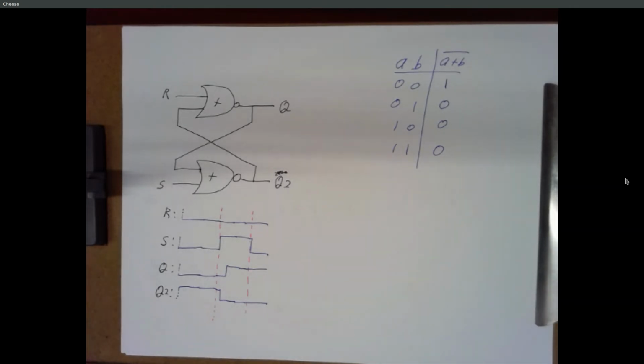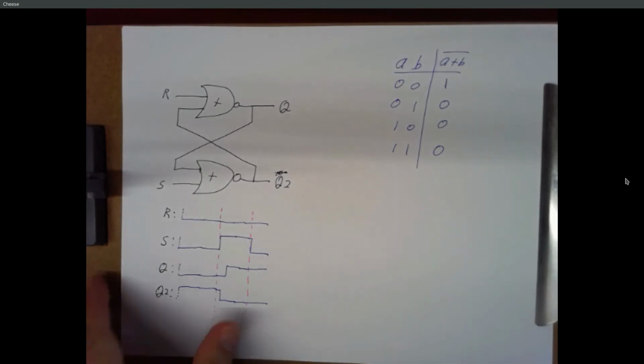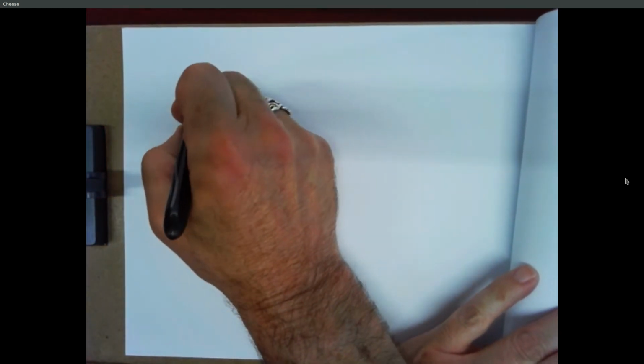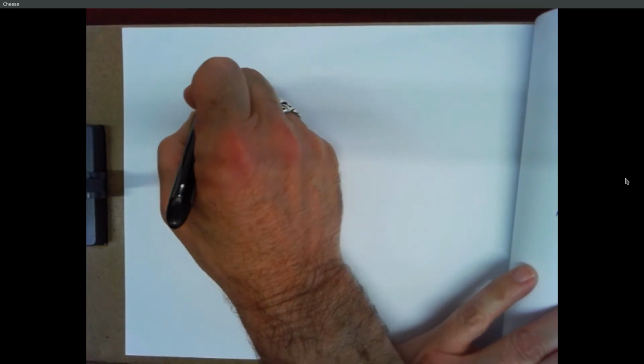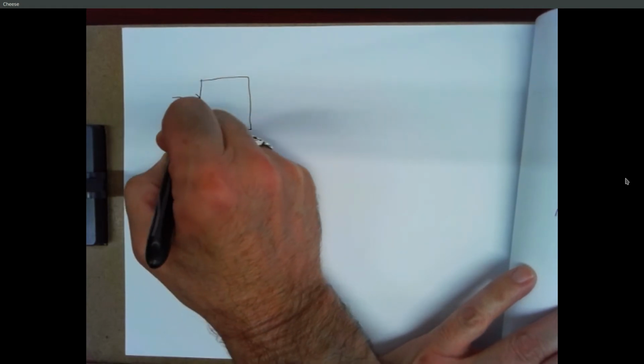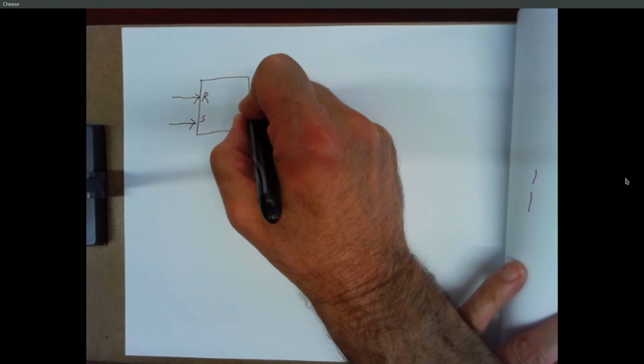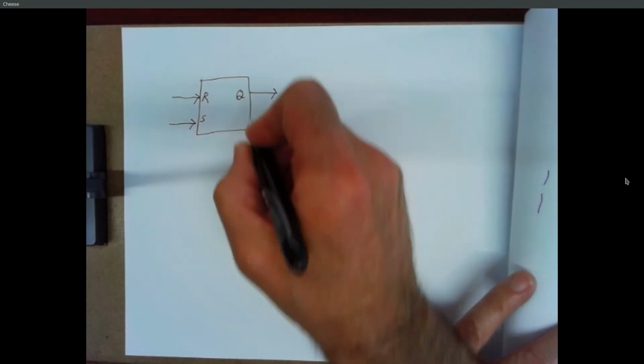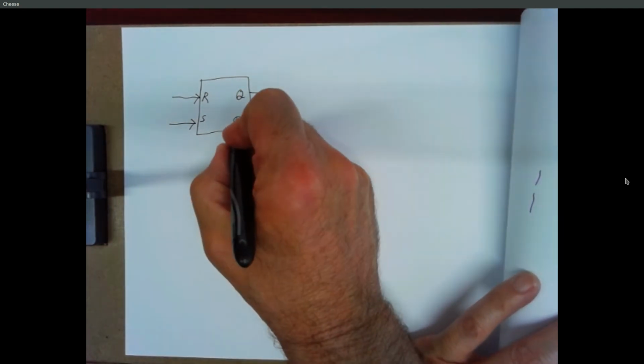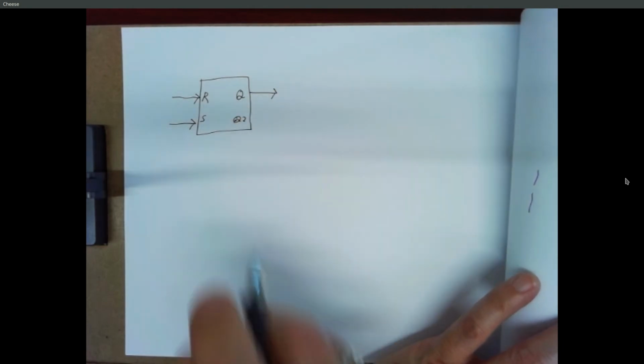All right, so what happened here? We had a circuit. Let's see what the circuit looks like in a system diagram, and then we'll come back to analyze it more. We got two inputs, R and S. I'm not going to worry about Q2 for now. Let's just think about R, S, and Q.